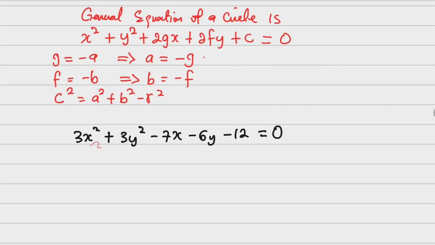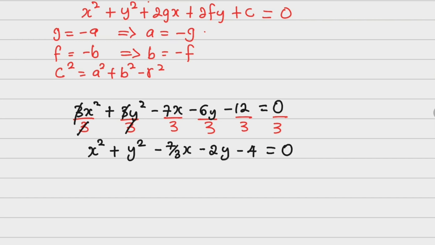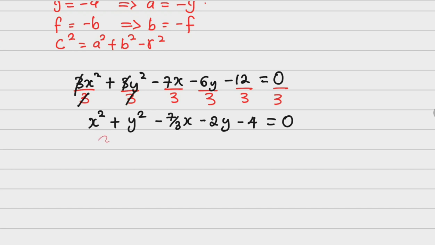So what I'm going to do now is to divide it by 3 all through. Okay, why am I doing this? So that it will look so much like the general equation of a circle. So this 3 is not 3 again. Here we have y squared, because this will go with this, minus 7 by 3x. Then this is going to be minus 2y, then minus 4 is equals to 0. Now, by comparison, the comparison there is x squared plus y squared plus 2gx plus 2fy plus c is equals to 0.